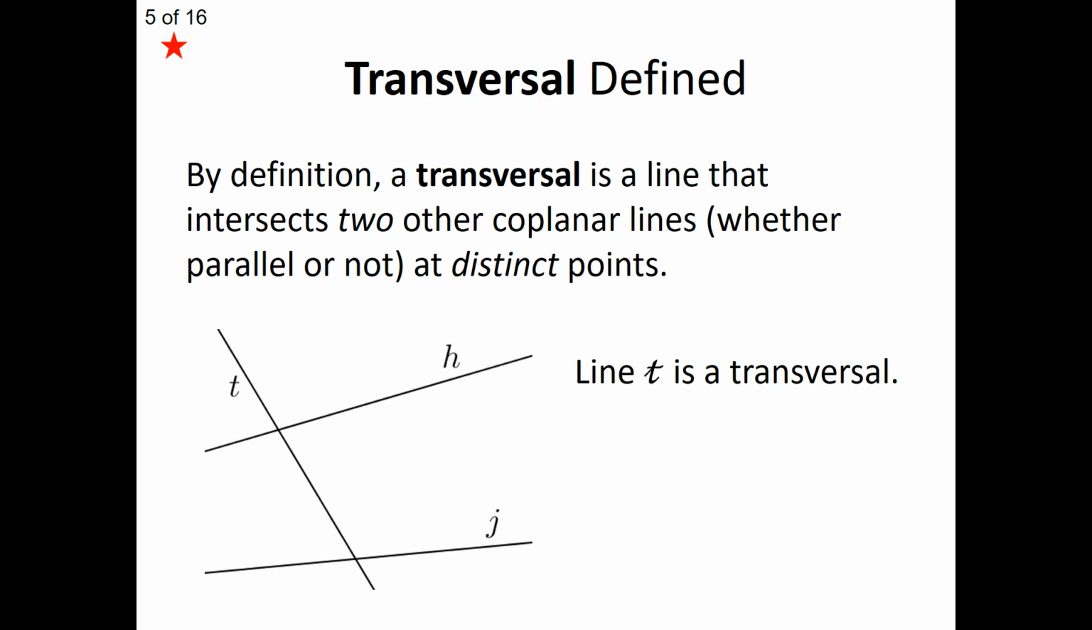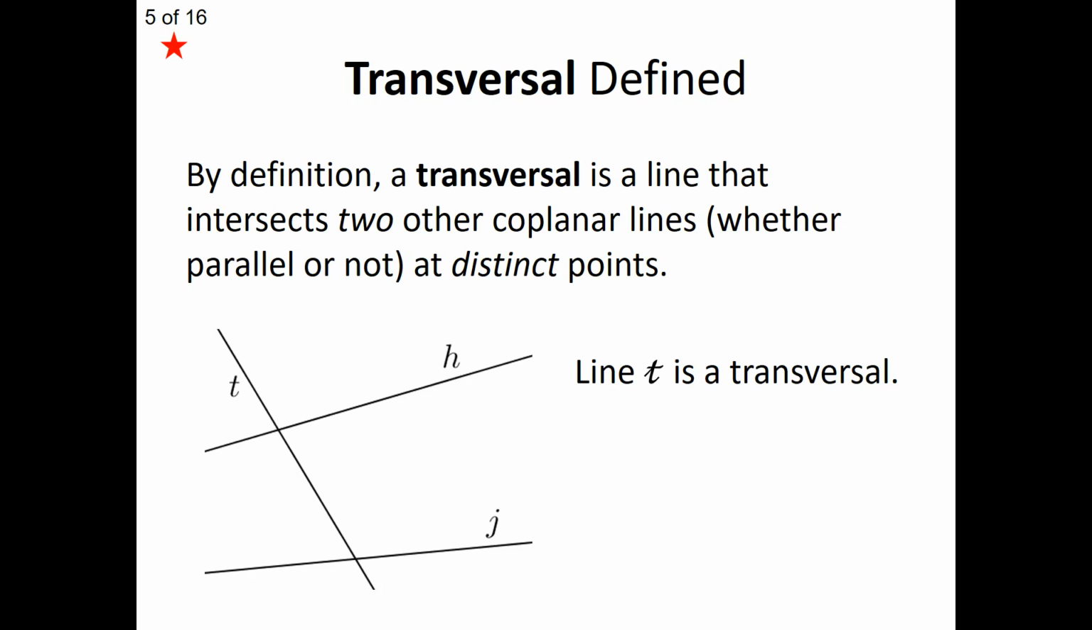Now, let's jump into what a transversal is. We're going to conclude the lesson today by looking at what a transversal is and what it does for us in terms of angle relationships. So a transversal is where we have a line intersecting another pair of lines at distinct points. In other words, in our diagram below, line T is intersecting line H and J, but not at the same point. We want them to intersect at distinct points.